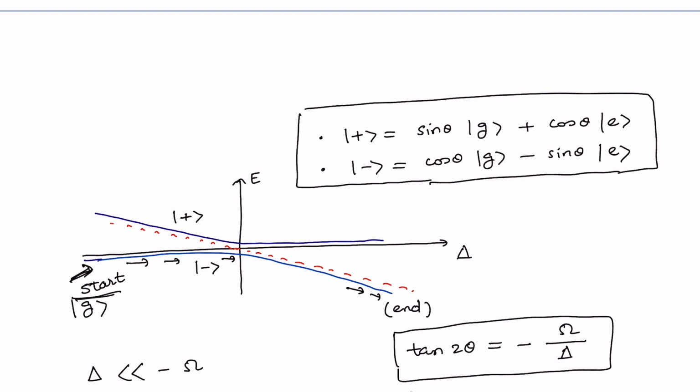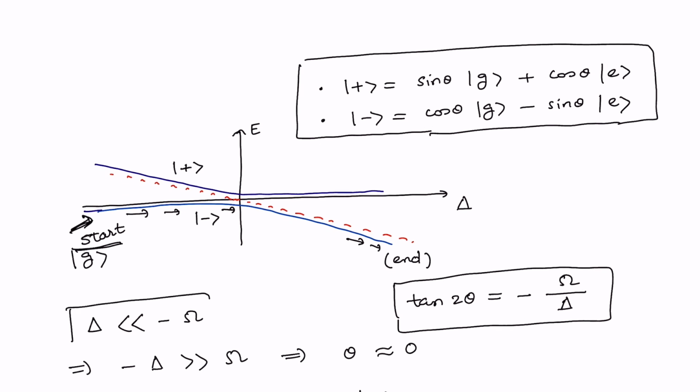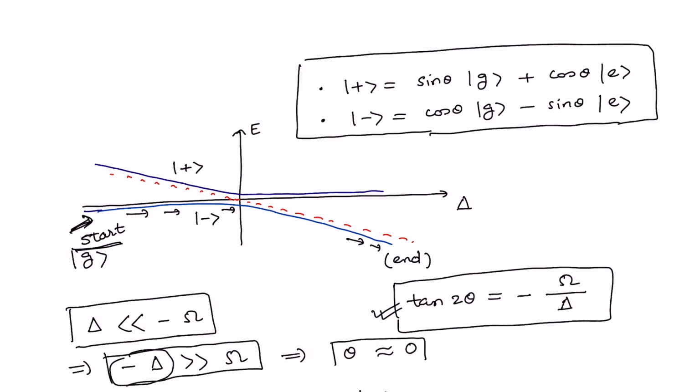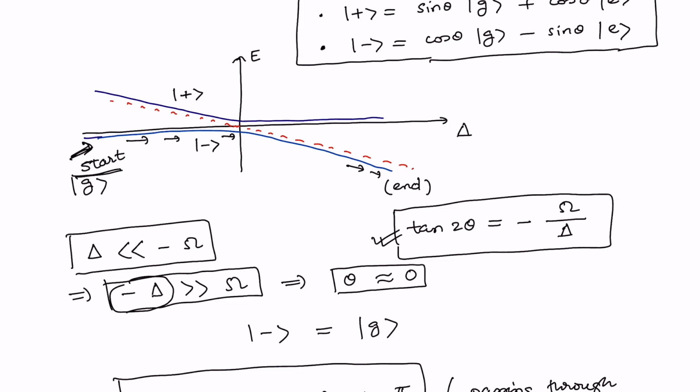So let's say we are starting here, and that means delta is much less than minus omega, where capital Omega is the Rabi frequency, or minus delta is much greater than capital Omega. Then from this expression, tan 2 theta, which is how this mixing angle theta was defined, is equal to minus capital Omega by delta. Because of this condition, the angle theta is equal to 0, and if you put theta equal to 0 in the expression for |−>, cos theta is going to be equal to 1 and sin theta is 0. So initially the dressed state |−> is equal to |g>. So here we are in the ground state, we are starting from here.